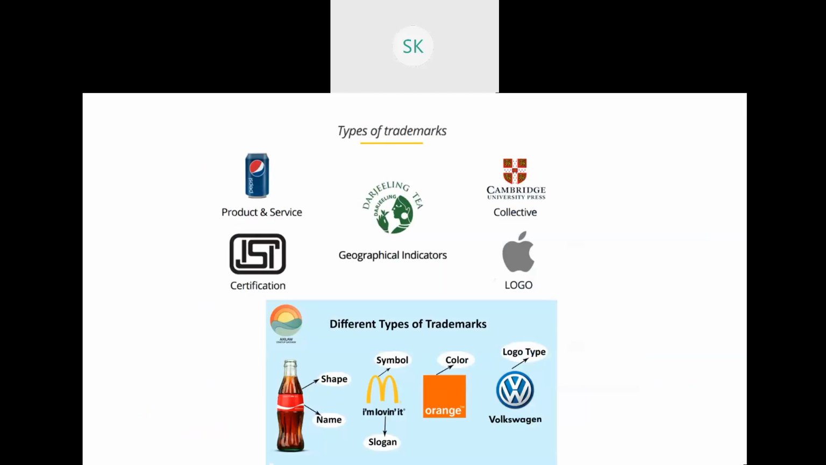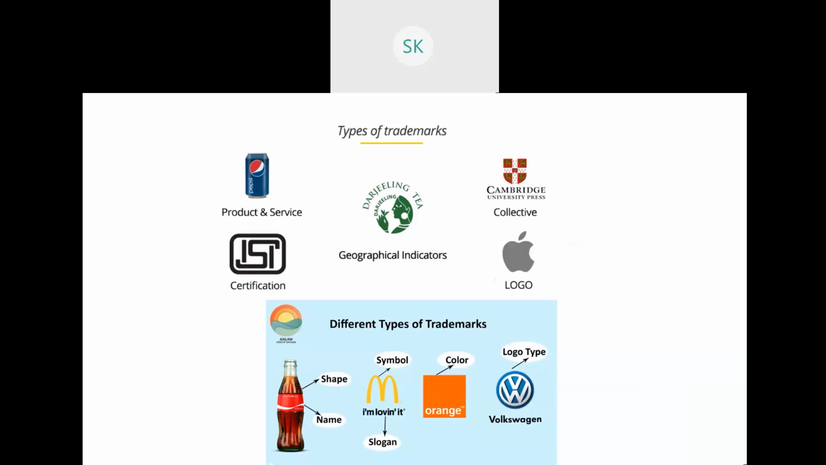Then many more. The photo on the bottom also shows different types of trademarks. Trademarks can also be of a shape, or a name. We have seen the name McDonald's, or a symbol, or a slogan, that is a quote, "I'm loving it", which McDonald's has. So that is also a trademark. It may be a color. As in the McDonald's logo, we have seen a yellow ochre color. That color is also a part of the trademark. Also the logo type or the logo. The Volkswagen logo is a circular logo with that specific color. This is also a type of trademark.